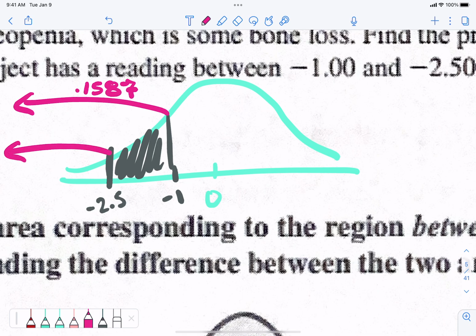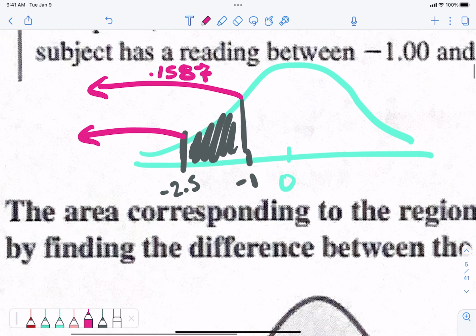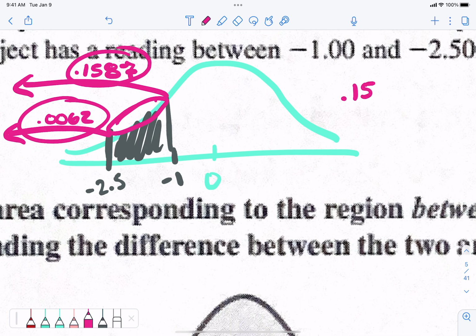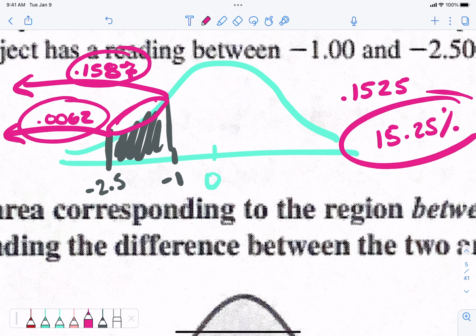What percent of people, according to the chart, are below -2.5? You're still on the negative side. 0.0062. Okay, so less than 1% are below a -2.5, and 15% are below -1. How do I figure out what percent is right here? I subtract those two numbers. So 0.1587 minus 0.0062 would be 0.1525. So 15.25% of people would have a bone density between a -1 and -2.5. You just look up both numbers and you subtract to find the between part.